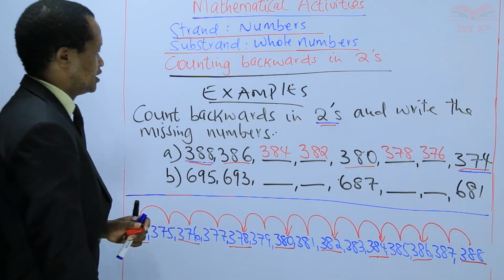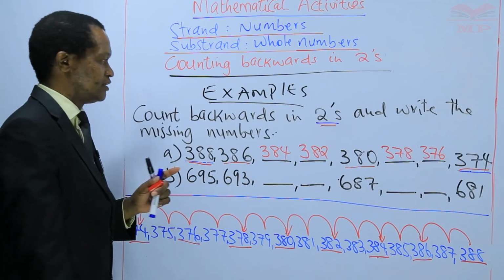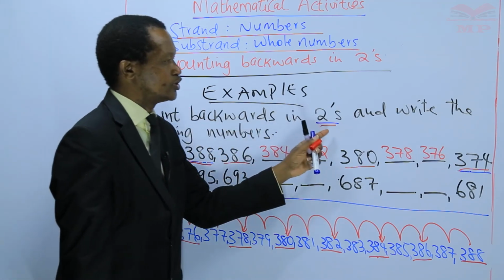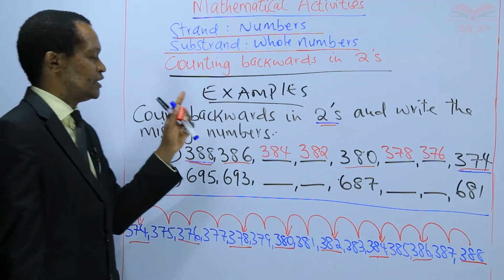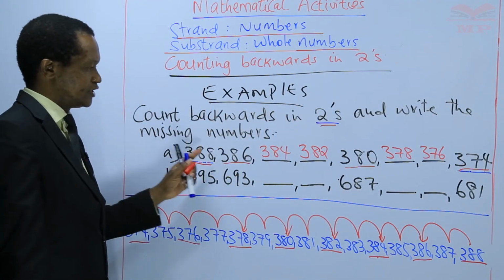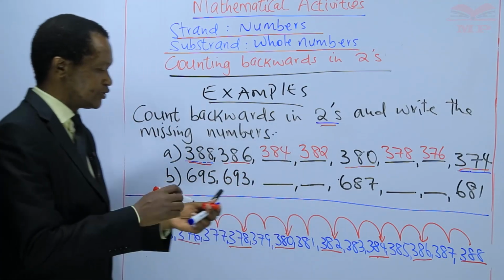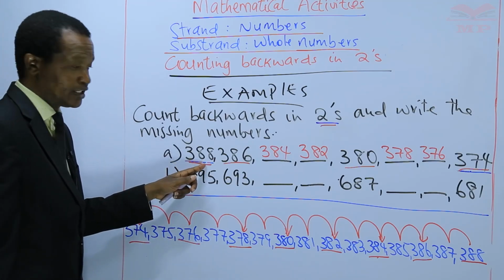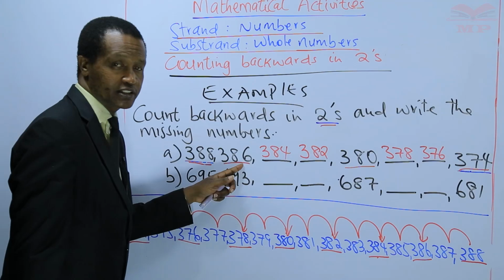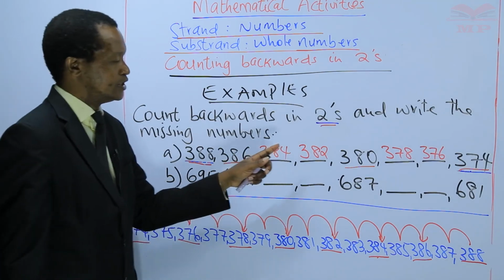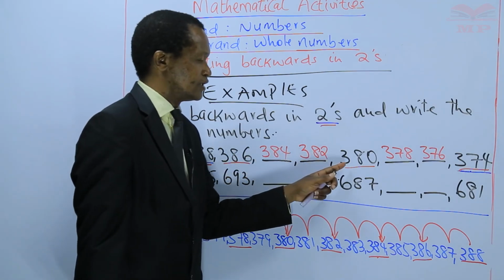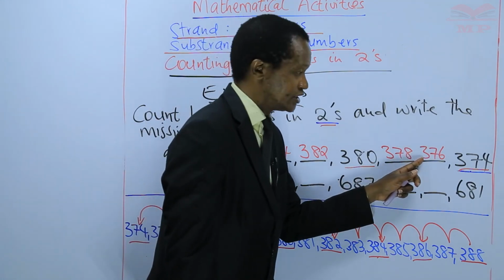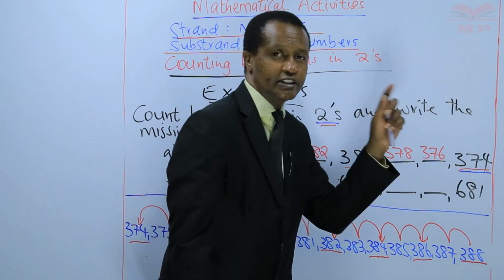So learners, you can see we have answered A. What was the question? Count backwards in twos and write the missing numbers. Counting backwards from 388, the next number is 386, 384, 382, 380, 378, 376, then 374.